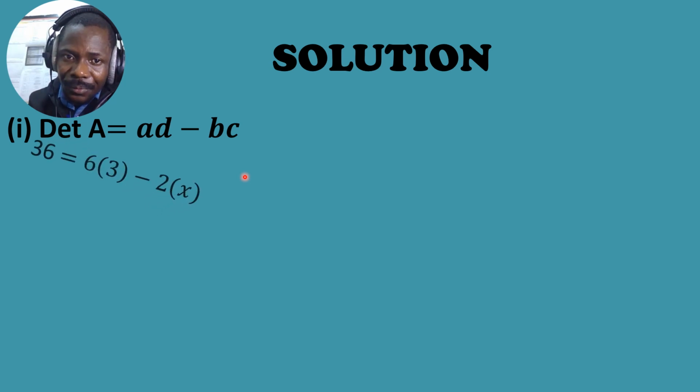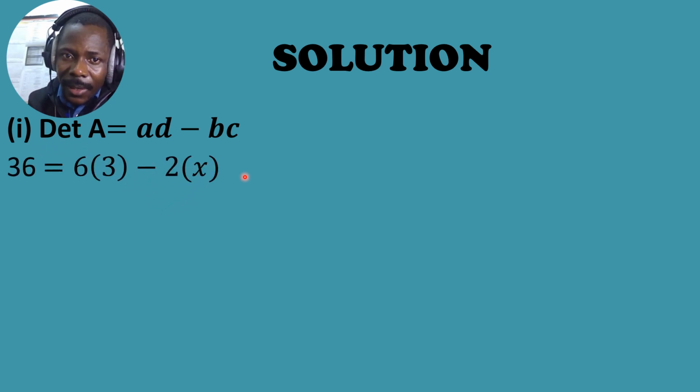Okay, here we are in the solution slide. Now, the formula for determinant is AD minus BC. This AD simply means elements in the major diagonal minus elements in the minor diagonal. Okay, so the determinant there has been given to us as 36.